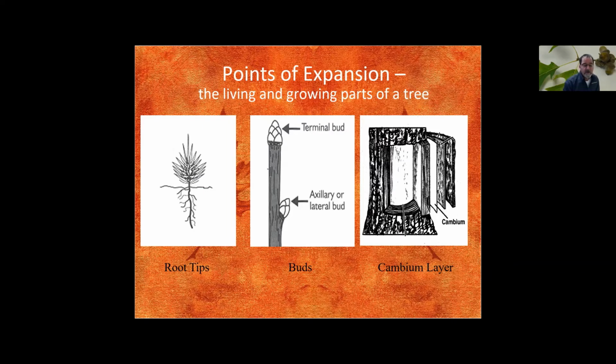There are buds, of course, that emerge too. And then there's the cambium layer, which is the growth in girth. So we like to say that the first two are primary growth, and this second one then is secondary growth. So secondary growth can't occur until we have growth from the root tips and the buds first.